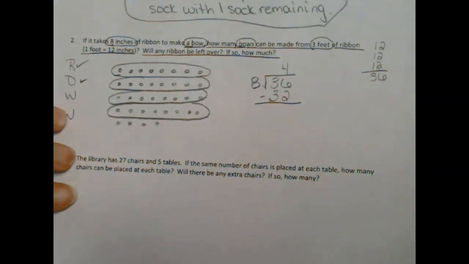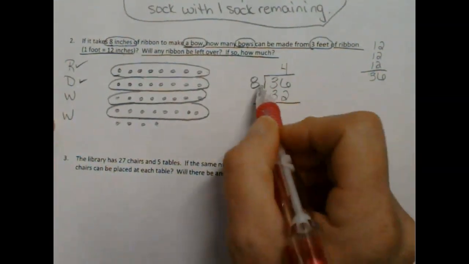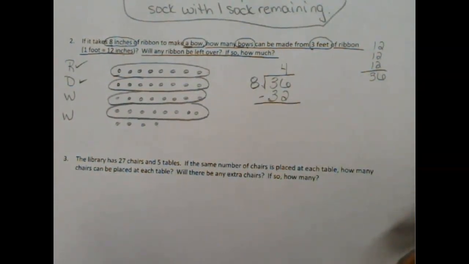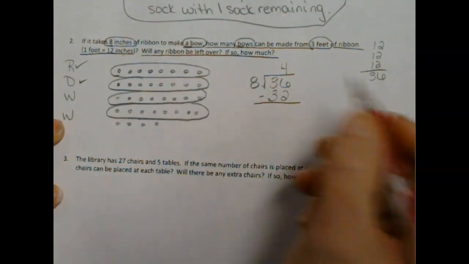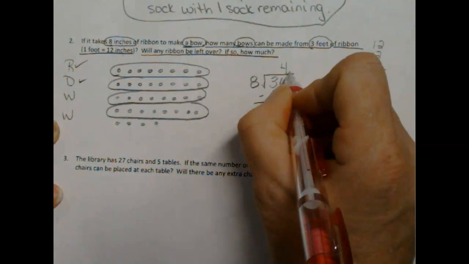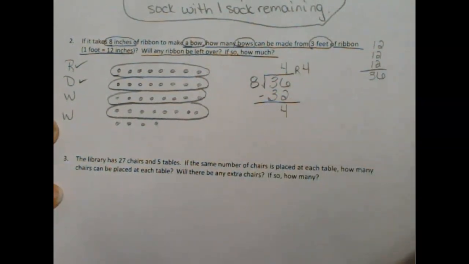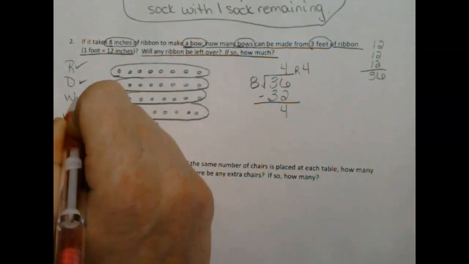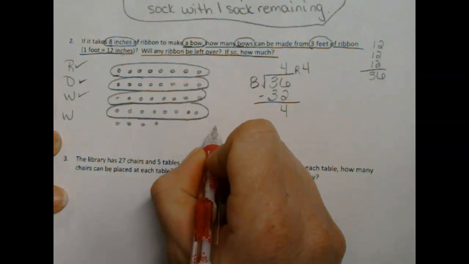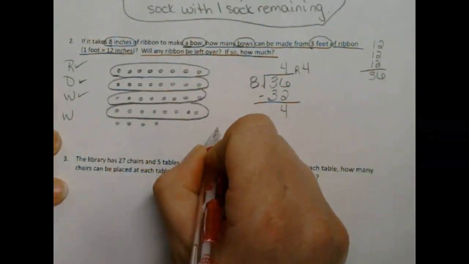All right, so I have 4 bows. I'm using 8 inches, so that's a total of 32 inches, okay? So 36 minus 32 is going to leave me with 4 inches. So I'm making 4 bows, and I have a remainder of 4 inches of ribbon. So I've written my number sentence. So now I'm going to write my statement.